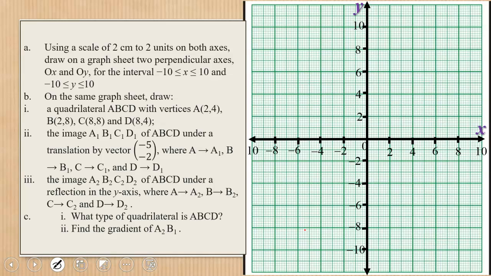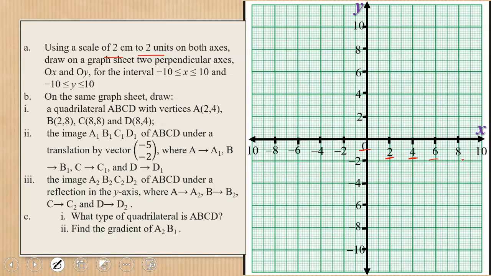So we have to get our graph and then we draw our x and y axis. And according to the question, we have to use the scale of 2 centimeters to 2 units. So you can see on my x-axis, from the origin here, which is 0, I have 2 centimeters. Then I locate my 2 units. Then from 2 again, I have my 4, 6, 8, and 10. The same thing applies to the negative side.